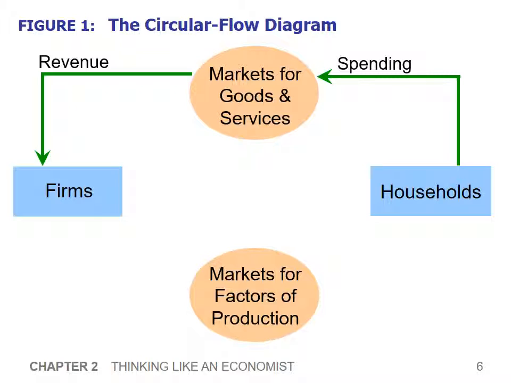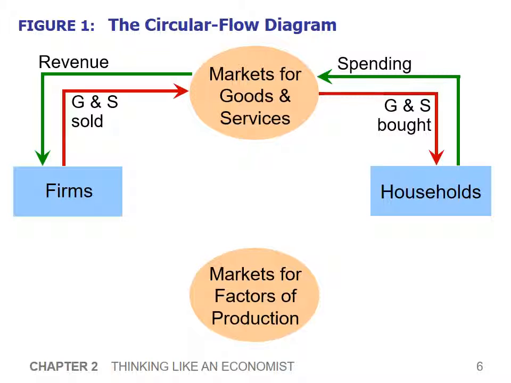The green arrow represents the flow of dollars. Dollars flow from households in the form of spending. Households buy goods and services, and this spending becomes the revenue or income of firms. In turn, firms supply households goods and services in the market, and households purchase these goods and services.